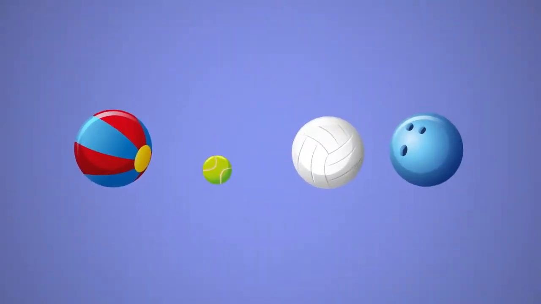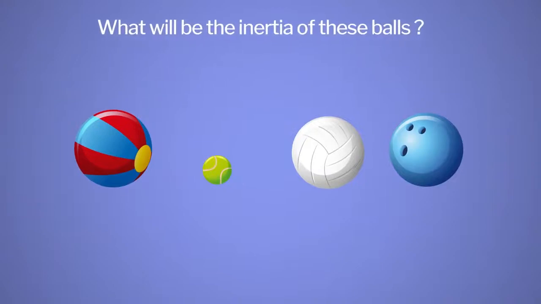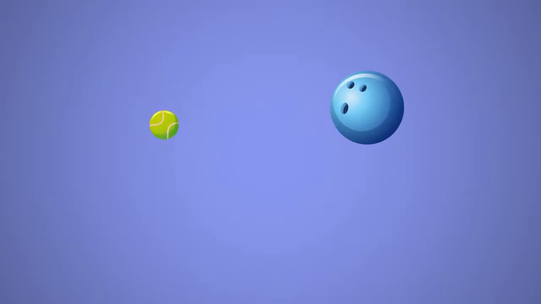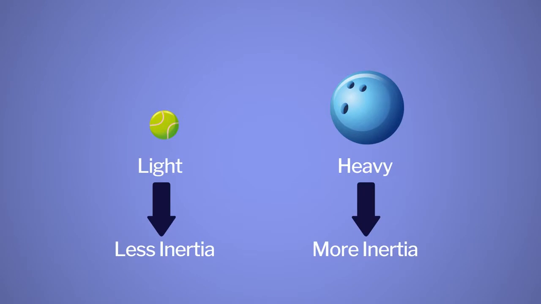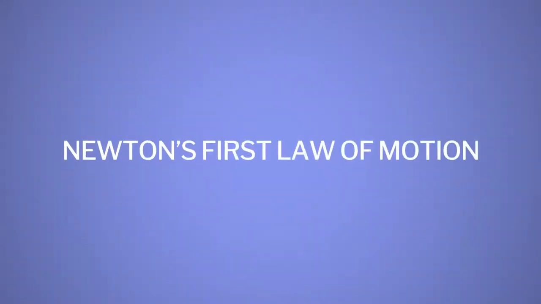Here we have different types of balls. Can you tell what will be the inertia of these balls? We can compare the inertia of these balls only after knowing their masses. The ball which is heavier will have more inertia as compared to the ball that is lighter. Similarly, like in the previous example, the bag of 1 kilogram of cotton and 1 kilogram of onions will have the same inertia. Now we will talk about Newton's first law of motion.